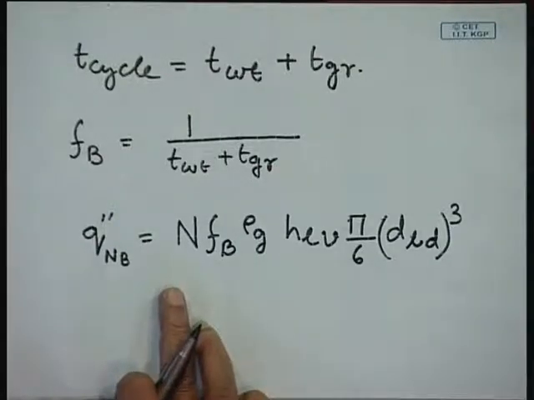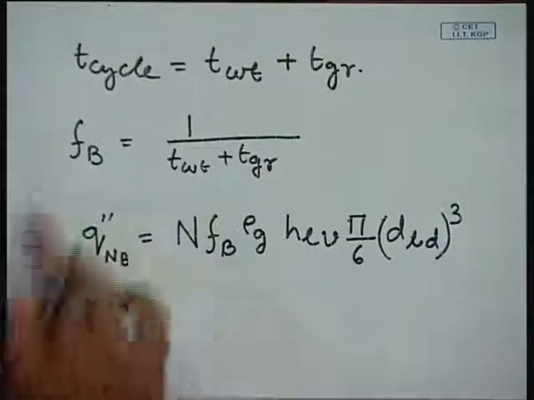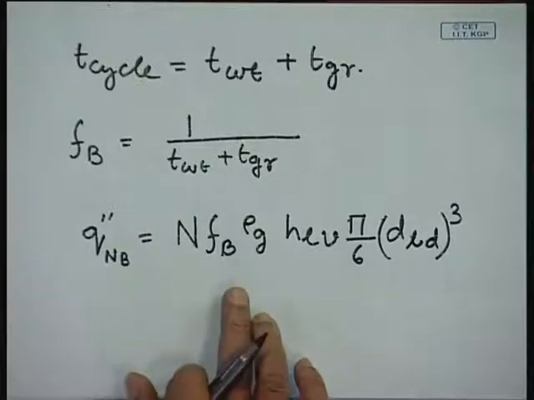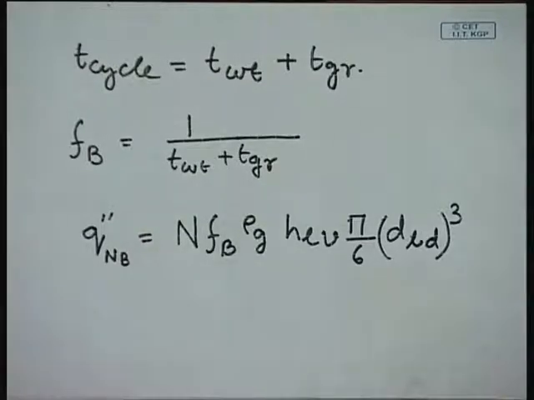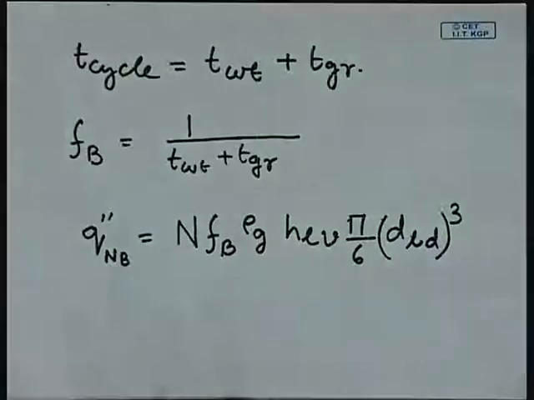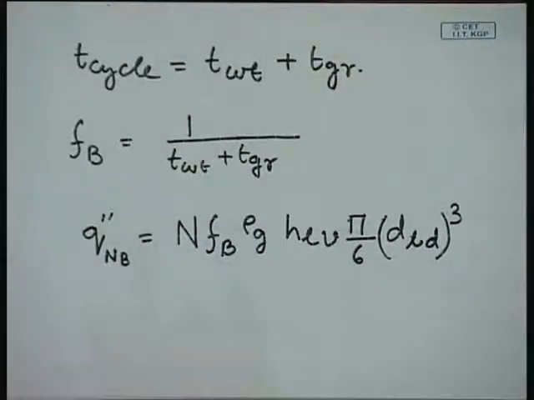N is the nucleation site density on the surface. F_b is the frequency of bubble formation or bubble departure, as I have already told. Rho_g, or you can represent it by rho_v, is the density of the vapor phase. h_LV is the latent heat of vaporization, and the last part shows the volume of a particular bubble.